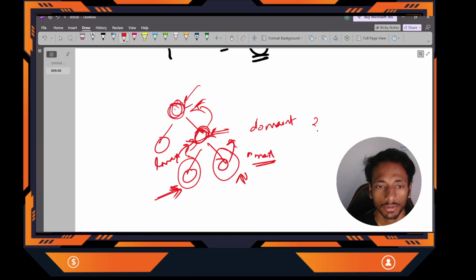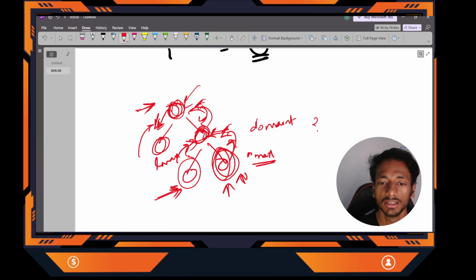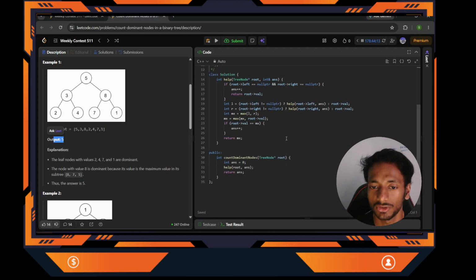From the current node, I'll go to the left-hand side, check what the maximum value is, and return that. Got it? Similarly for the right-hand side, I'll go to the right, reach the bottom, and return the maximum value I have seen. Got it? And then ultimately I consider this current node, whatever I am pointing at currently, as a possible dominant node or not. Now let's go to the code, then it will be easier to understand.